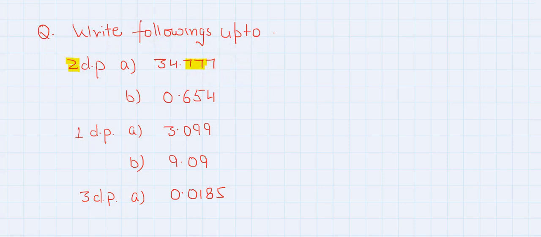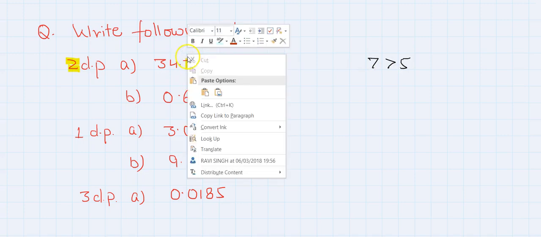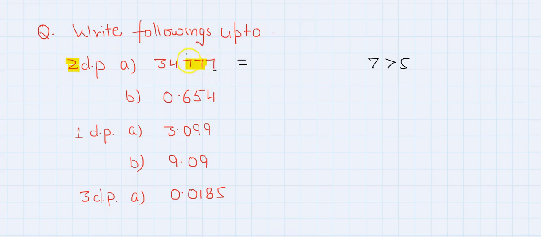So as we can see here, after 2 places, the next number is 7. 7 is greater than 5. So this number, this 7, will be rounded up by 1. So the answer will be 34.78. Because of this 7, we have increased this by 1.